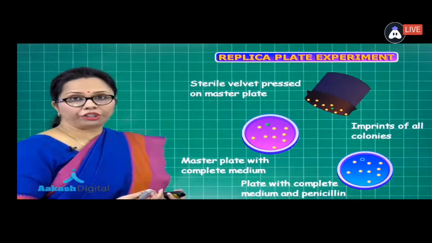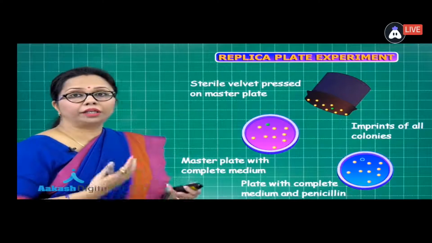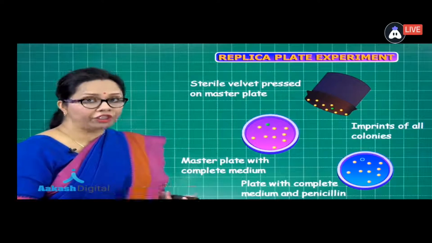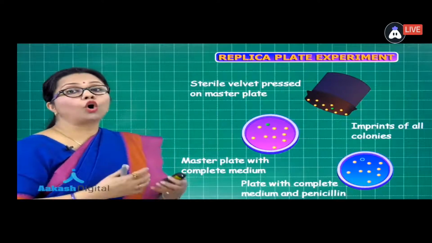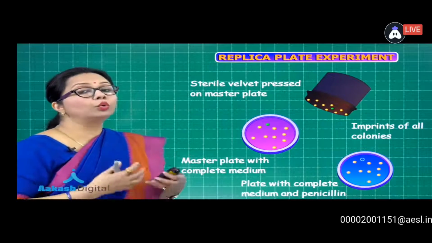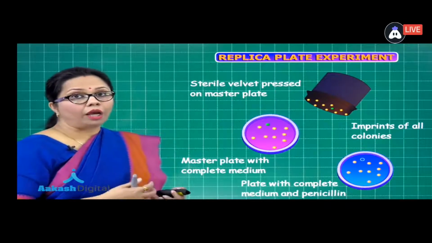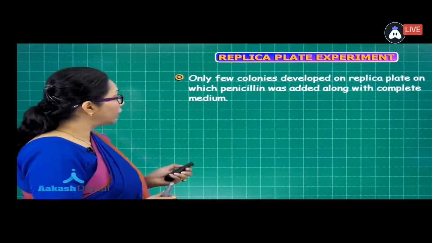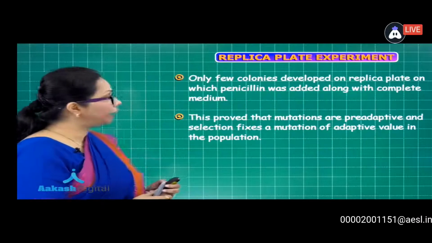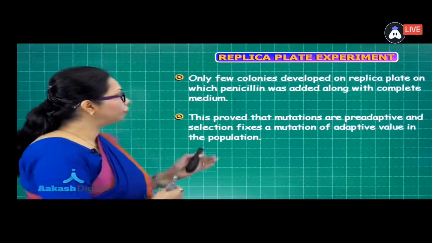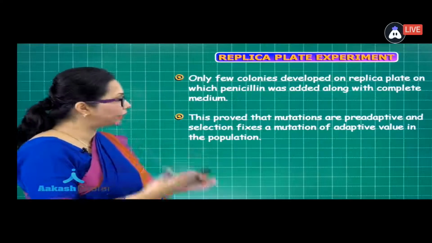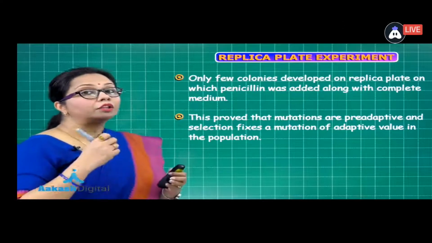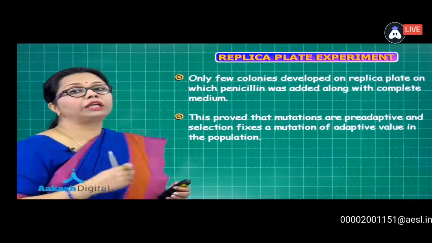So when did this mutation occur? Certainly while the bacteria were dividing, somewhere that mutation cropped up, but when the situation changed, that is, when penicillin medium was present, only those bacteria got selected who had that mutant gene in them. So this again leads us to the conclusion that mutations are pre-adaptive, and it is selection which is directing that mutation, it is fixing that mutation in the population. And by fixing we mean that the representation of those mutants will increase.